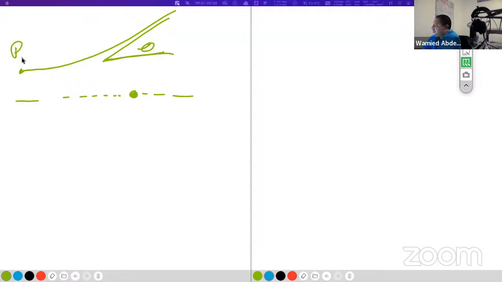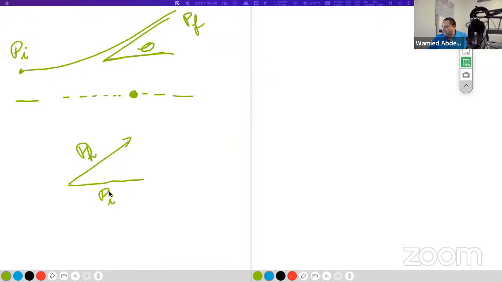So this is the initial momentum, and this is the final momentum. If we look at this triangle, this is our final momentum, and this is our initial momentum. Since this is an elastic scattering event, the magnitude of P final equals the magnitude of the initial momentum. And this vector here is delta P, the change in momentum, and this is our scattering angle.